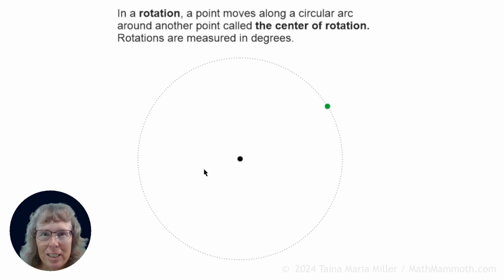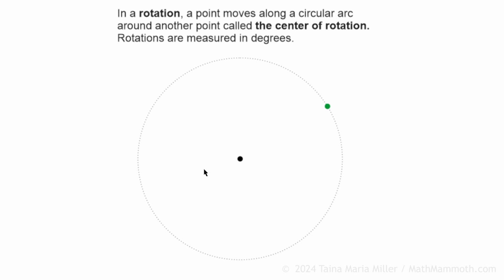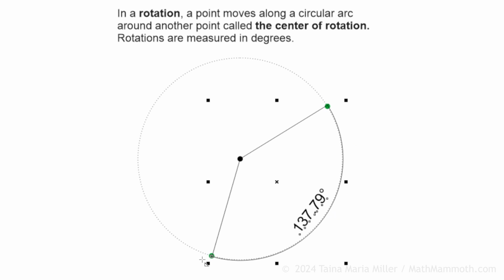In this lesson, we're going to look at rotations in the coordinate grid. Let's review what a rotation is. In a rotation, we have a point that moves along a circular arc around another point called the center of rotation. For example, as I rotate this point, it moves around this arc of a circle centered at this center point. Rotations are measured in degrees. If my point has been rotated all the way here, I can draw an angle here and measure it. It is about 138 degrees, that particular rotation.